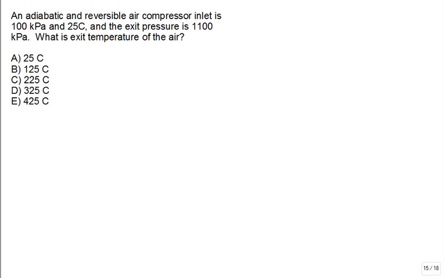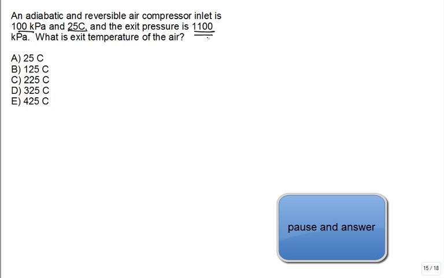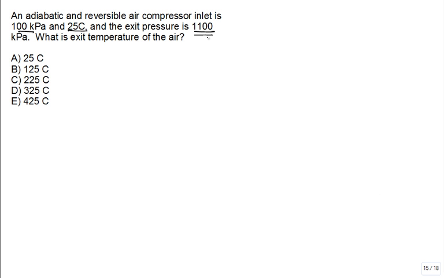An adiabatic and reversible air compressor has an inlet of 100 kilopascal and 25 degrees C. I've seen that before. And an exit pressure of 1100 kilopascal. What is the exit temperature of the air? And I turn on the clicker response, and we'll give you 60 seconds. And we're done.